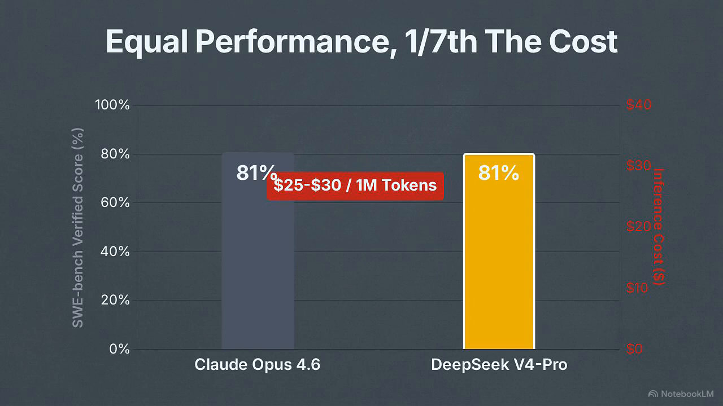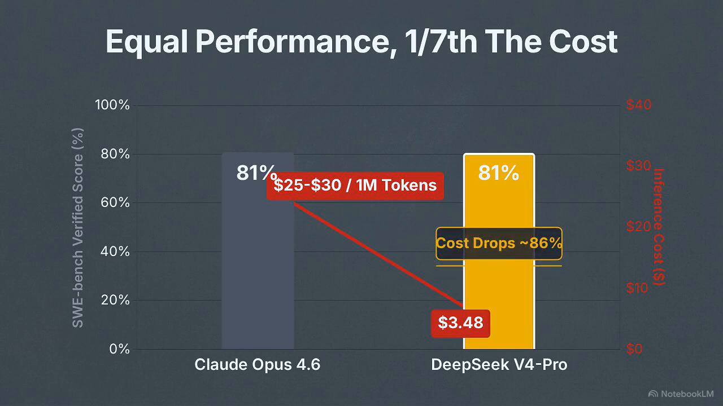This chart compares inference costs per 1 million output tokens. While frontier models typically range from $25 to $30, DeepSeek V4 Pro drops to $3.48. The result is near-identical coding performance at roughly 1/7 the price.